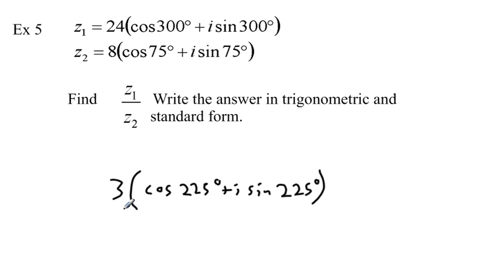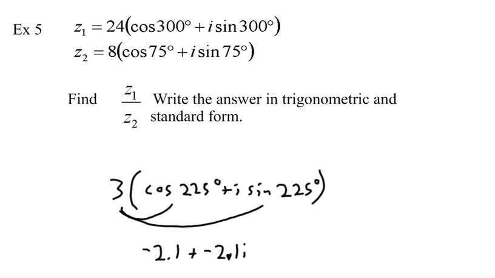Standard form is pretty easy. Let's just distribute this 3 by everything on the inside. 3 times the cosine of 225, you can plug that right in your calculator. 3 times that is going to be negative 2.1. And then plus, do the same thing. We also get negative 2.1 times i. So once you get in this trigonometric form, distribute the 3 throughout, type it in your calculator, there's your answer. Piece of cake.